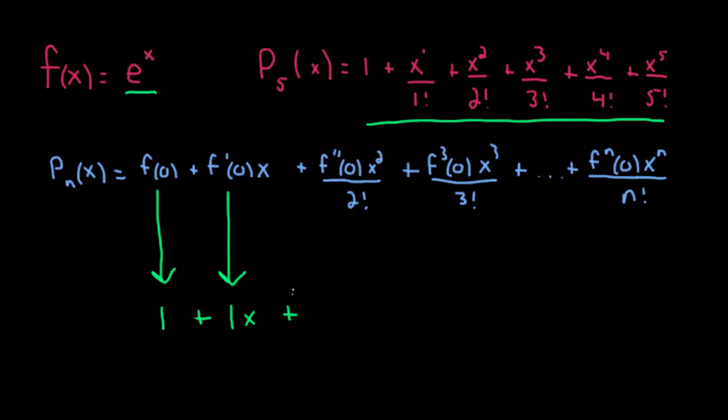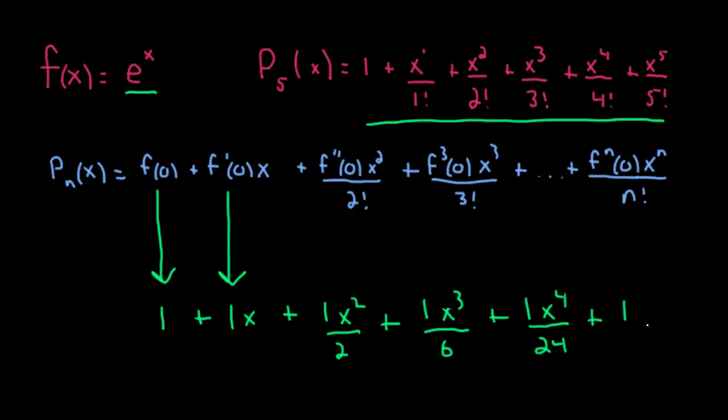multiplied by x. F double prime of 0 is 1 multiplied by x squared divided by 2 factorial, which is just 2. And then the third derivative is 1 multiplied by x cubed over 3 factorial, which is 6. We'll do 2 more here. Fourth derivative evaluated at 0 is 1 times x to the fourth over 4 factorial. 4 factorial is 24. And the last one is going to be the fifth derivative evaluated at 0, which is still 1, times x to the fifth over 5 factorial. But 5 factorial is really 120.